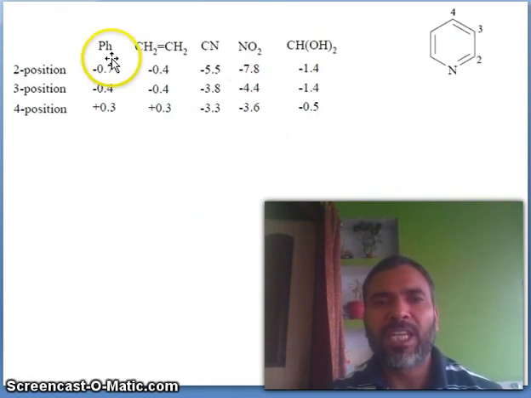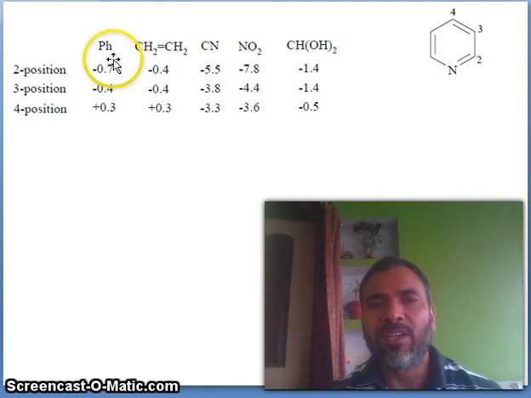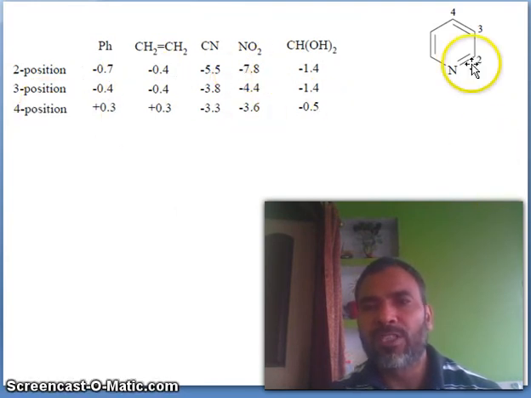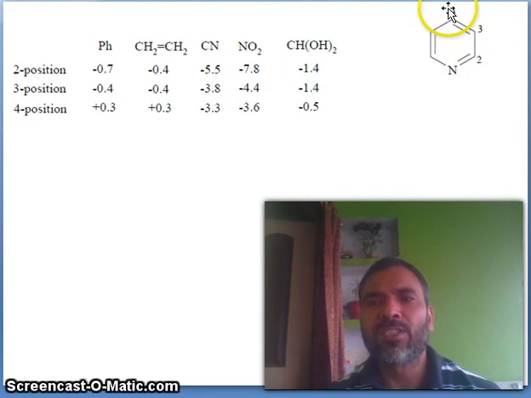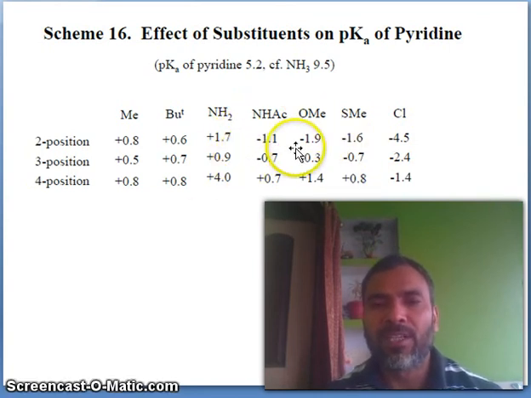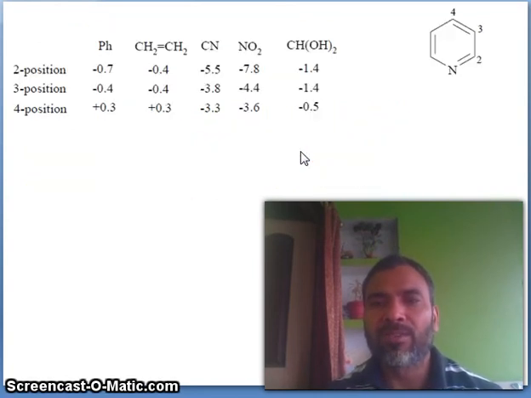Now you see, Ph means phenyl, not that pH. CH2=CH2, CN, NO2 and CH(OH)2. Two position, this type of value; three position and four position. This is the two position, this is the three position, this is the four position. So what is the effect, and you remember it, this table is very important for competitive exams.